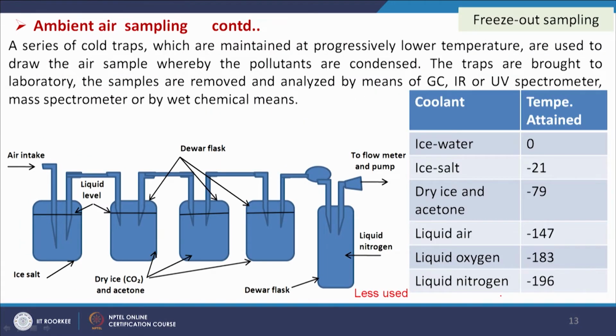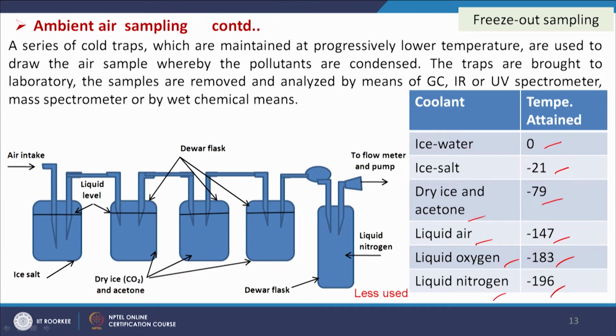Another is freeze out sampling. As I mentioned, if we reduce the temperature, that component may be selectively separated. For example, ice water gives 0, ice and salt -21, dry ice and acetone -79, liquid air -147, liquid oxygen -183 and liquid nitrogen -196.